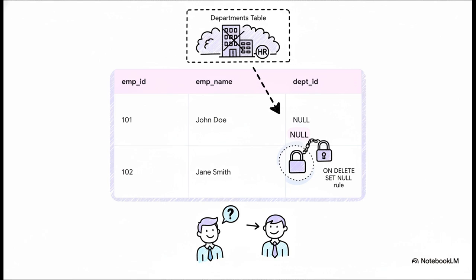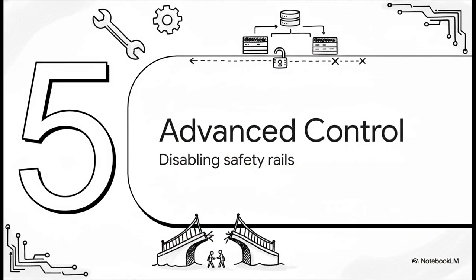Because we set the rule to ON DELETE SET NULL, John Doe's record doesn't get deleted. That would be bad. Instead, his dept ID automatically flips to NULL, which just means unknown or not applicable. We keep the employee's information, but the data accurately shows their old department is gone. It's just brilliant.